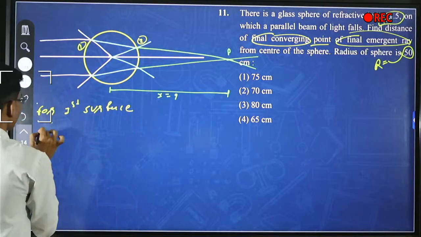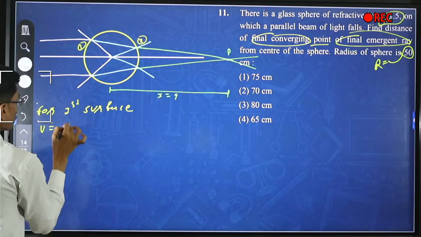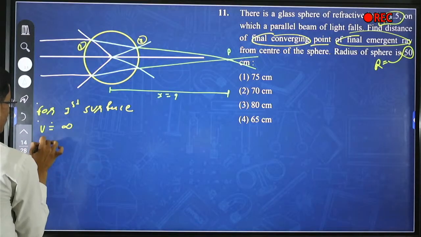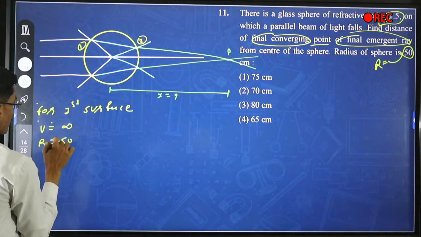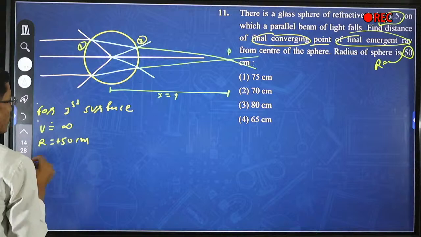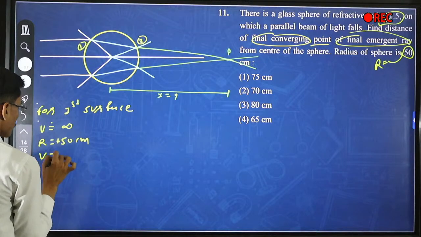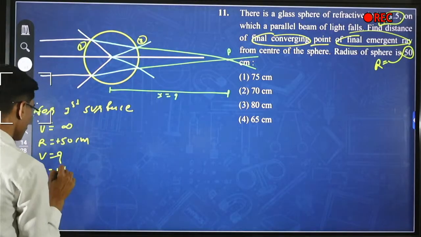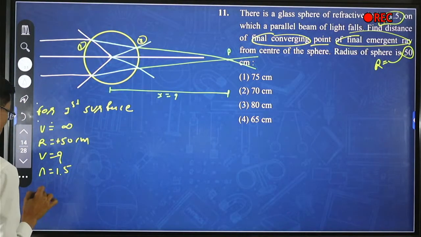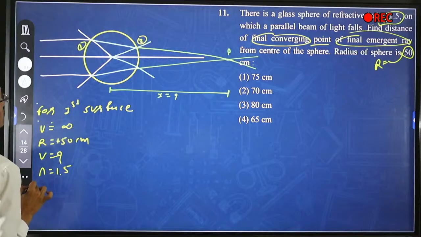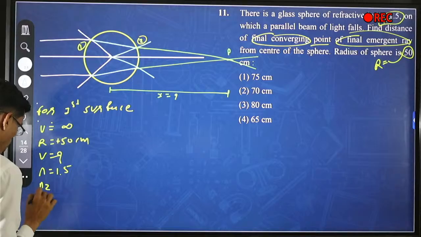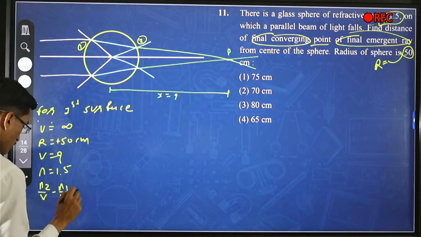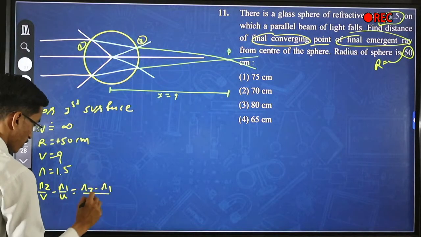For the first surface, we can say that u is equal to infinity. The radius of curvature is plus 50 centimeter, and we have to calculate v. The refractive index n is given as 1.5. So from this data, we can use the simple spherical surface formula: n2 by v minus n1 by u is equal to n2 minus n1 upon r.